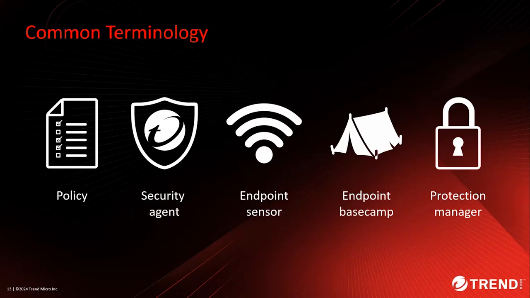The endpoint sensor differs from the security agent in that it does not prevent threats. Instead, it focuses on collecting telemetry. Telemetry, these are detailed data on system activities such as file openings, downloads, script executions, and changes in processes, services, or registry keys. Now, this telemetry is then sent to the server, which in this context could be integrated within Vision One.